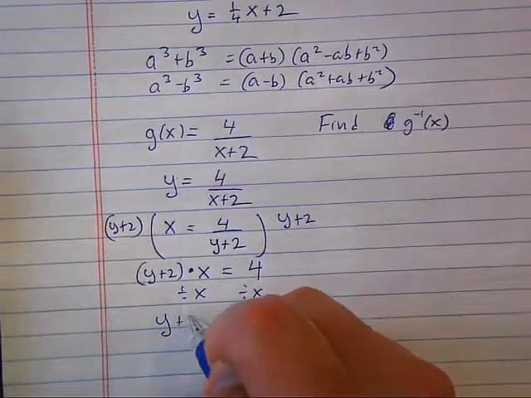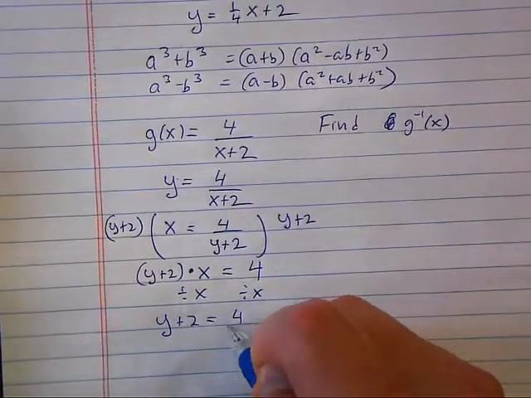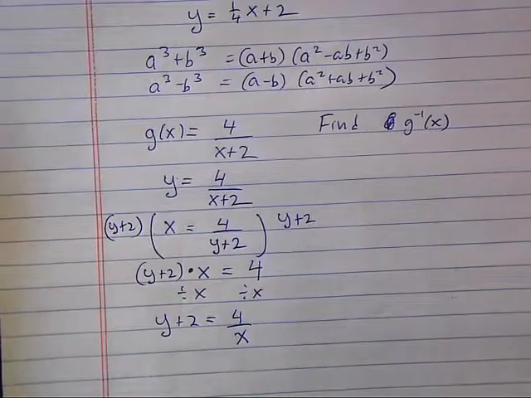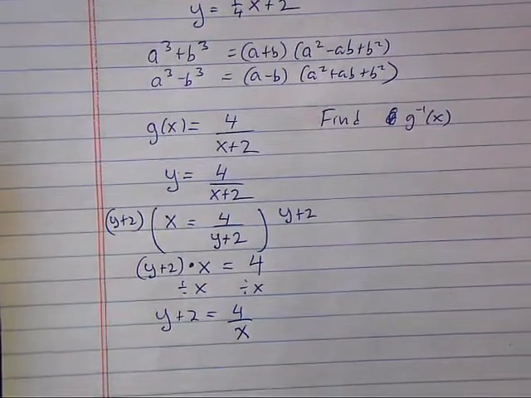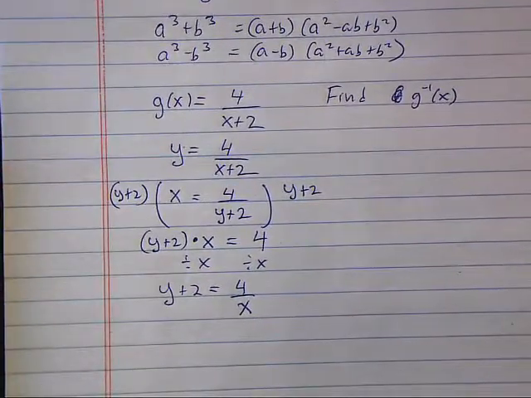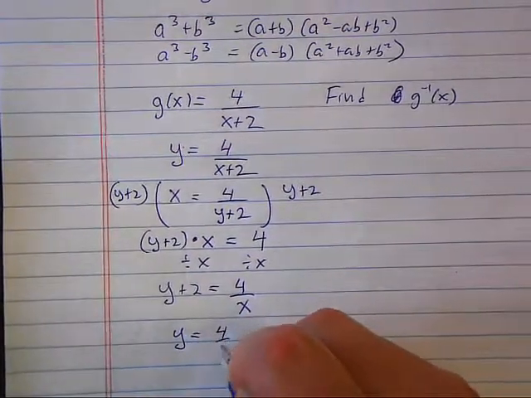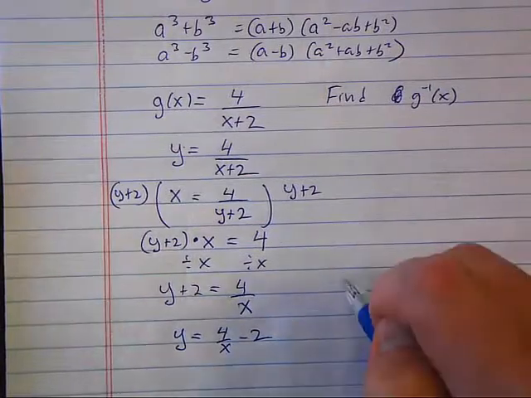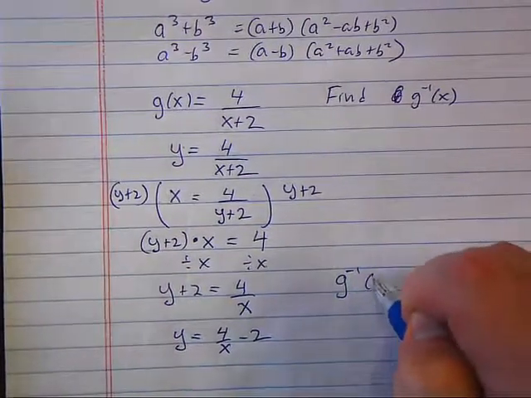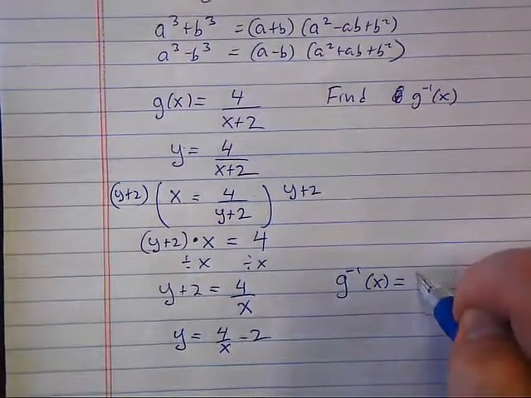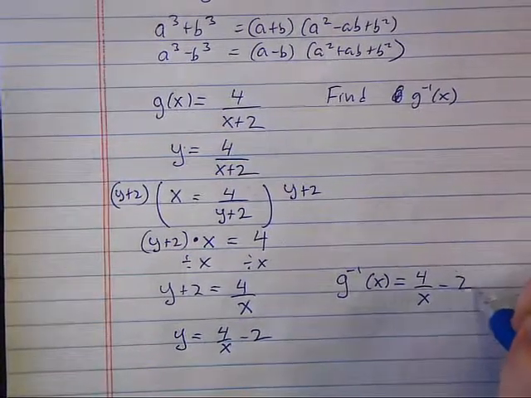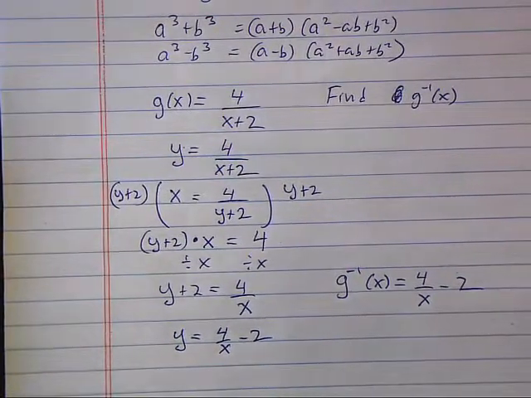So y plus 2 is 4 divided by x. And then finally, to get the y all by itself, minus 2. Y equals 4 over x minus 2. So there would be our inverse. Our final answer would be g inverse of x is 4 over x minus 2. Questions on that?